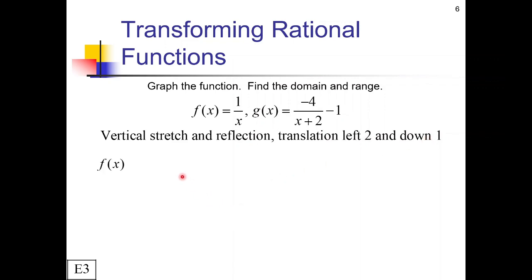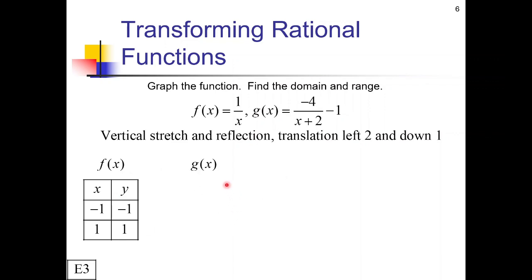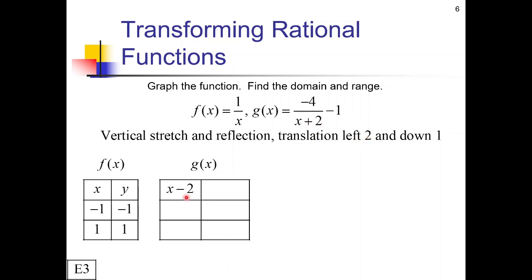All right, so here is our parent table, -1, -1, 1, 1, and the g function now. The only thing happening horizontally is the stuff down here in the denominator. Left 2 means we've got x minus 2, and that's it for the x's.